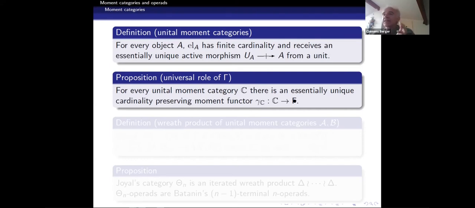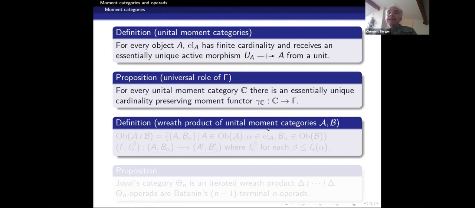And you can just check that it commutes with the active inert factorization system. And this means that active maps in C can always be considered as some kind of generalized partitions, and inert maps in C are generalized embeddings.